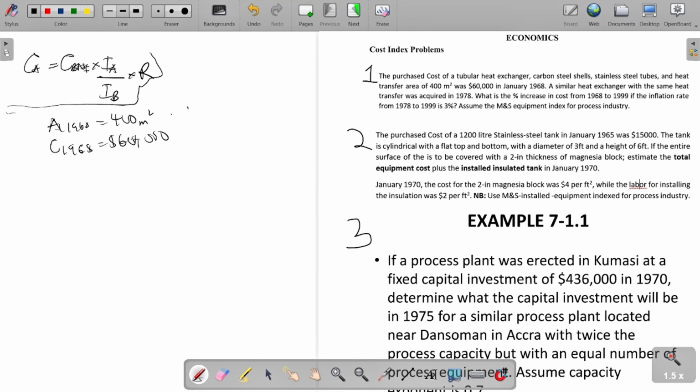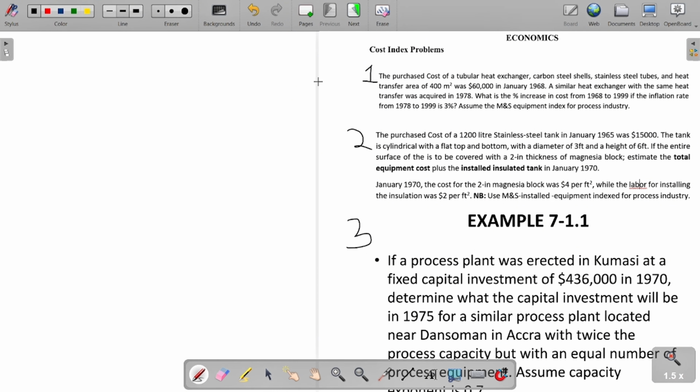From this question, we have to get our index. The question asks: what is the percentage increase in cost from 1968 to 1999? They give us an inflation rate from 78 to 99. So basically, that's what we want to use to solve this question. First of all, let's approach this question. We have the cost in 1968 to be $60,000.